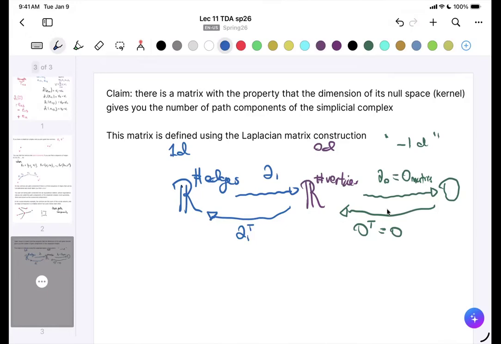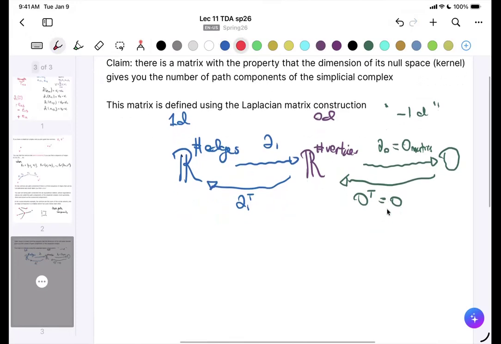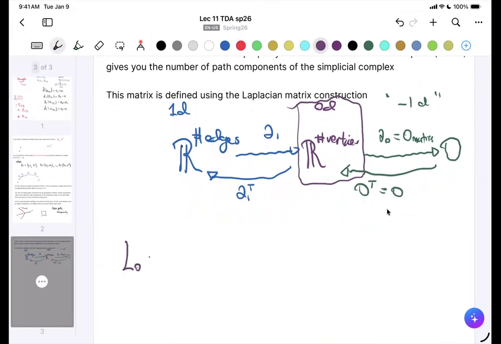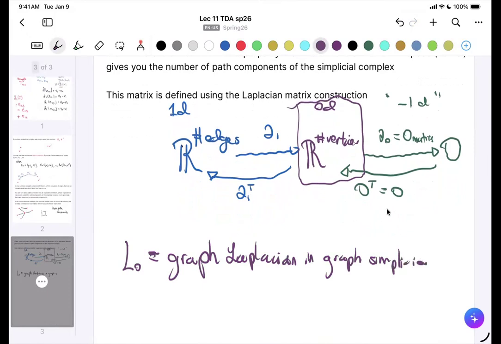Again, the matrix that I will be interested in, this Laplacian matrix, I'll just call it L0 because it's going to be defined for this vector space in the middle. So L0, and this is what people in graph theory call the graph Laplacian. But you can define this for any simplicial complex, it is the same definition for any simplicial complex.